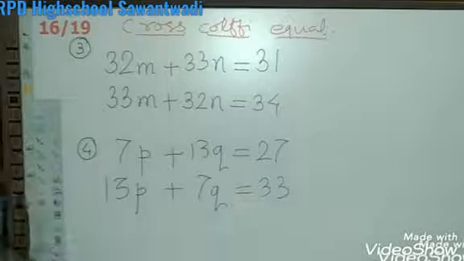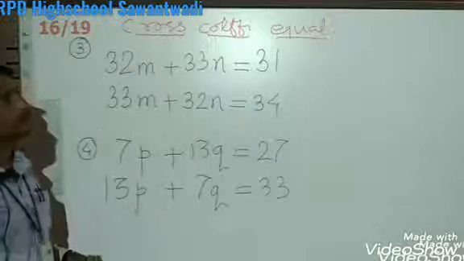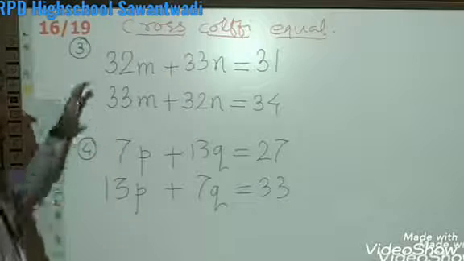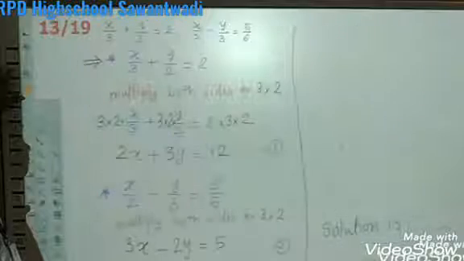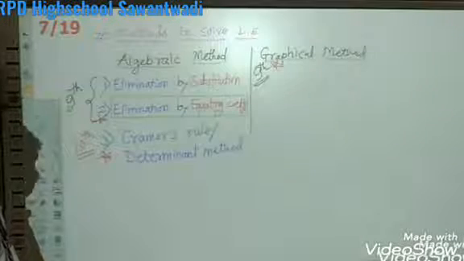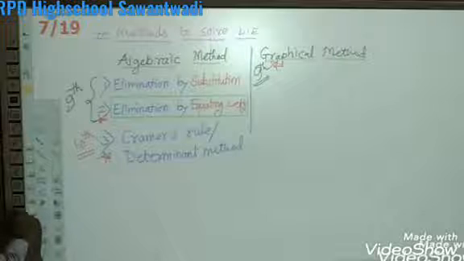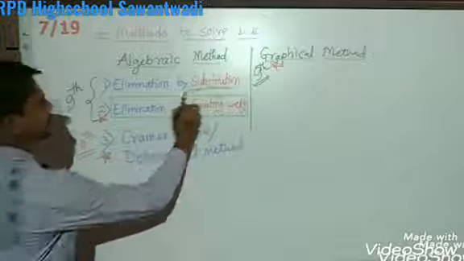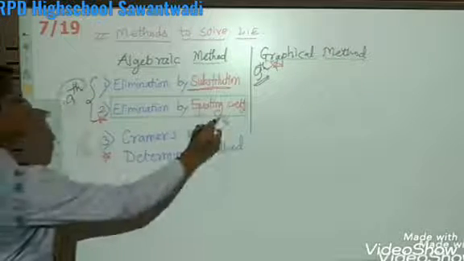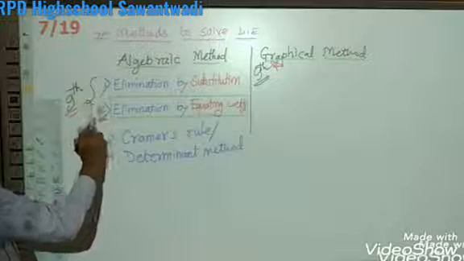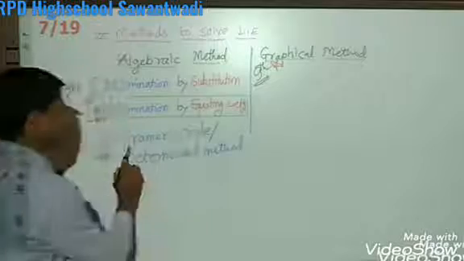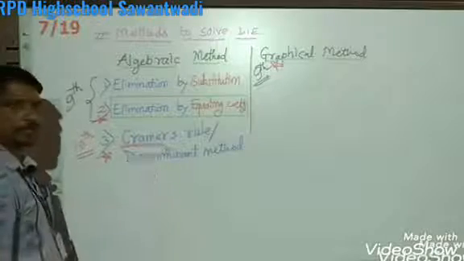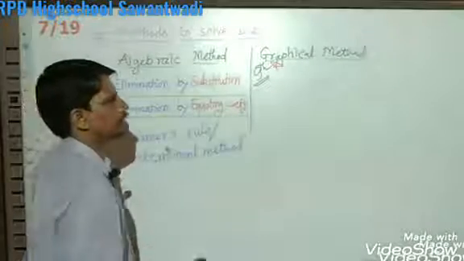Hello students, in the last period we studied cross coefficients, if they are equal, then how to solve this kind of example. I shall remind you of the methods of solving linear equations in two variables. We studied elimination by substitution and equating coefficients in 9th standard, as well as in 10th standard. Then there is Cramer's rule method which we are going to study in the further part.